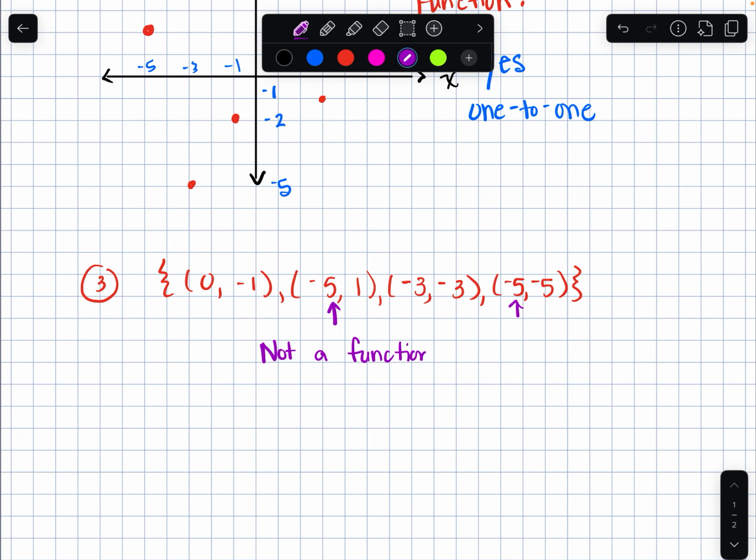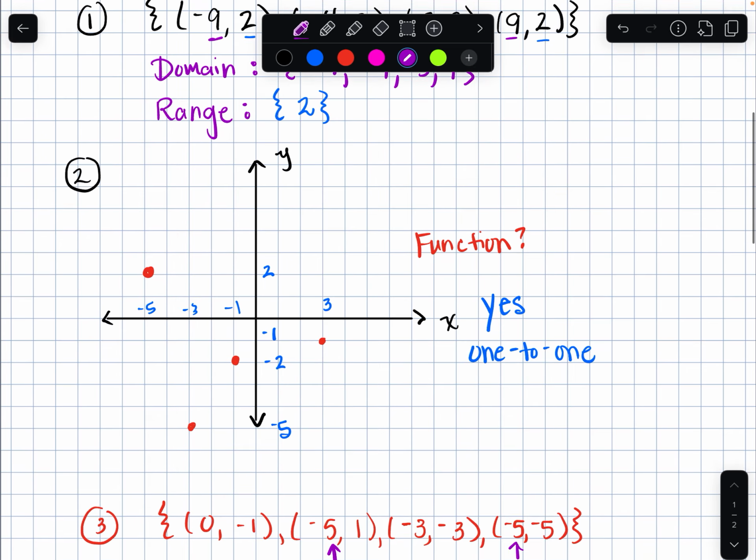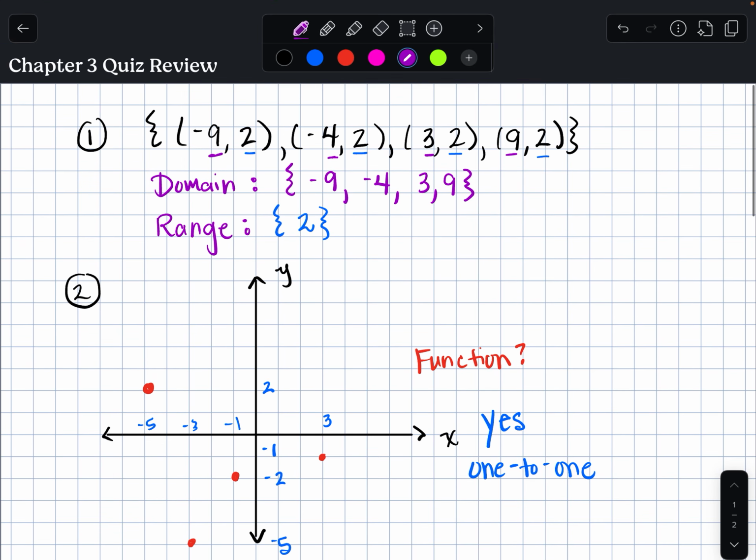And since it's not a function, we don't have 1-to-1 either. If it's not a function, it's just not a function. Now, just as a side note, going back up to number 1, number 1 is a function, even though it didn't ask, I just want to say it. But it would not be 1-to-1 because the y values obviously repeat each other. So just as an example of that.